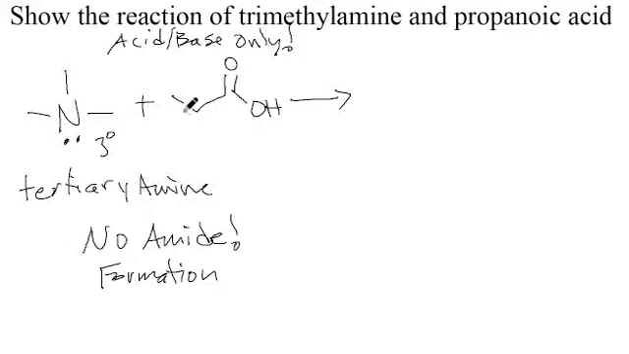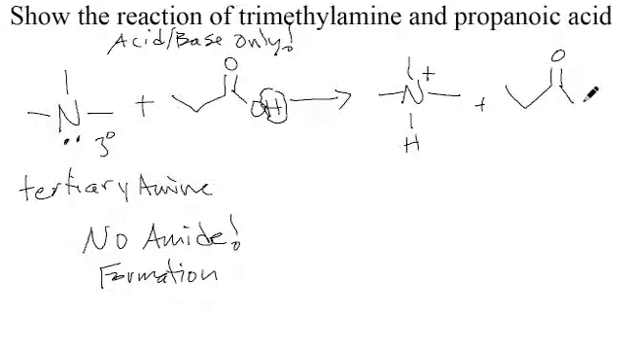So we have a carboxylic acid, we have a tertiary amine. The acid is an acid, amines are always bases. So what will happen is this H will end up attaching or bonding to this lone pair of electrons. So what we'll have is an N with the new H and its 3 methyl groups with a positive charge, plus the remnants of the carboxylic acid, and so this would be called trimethylammonium.